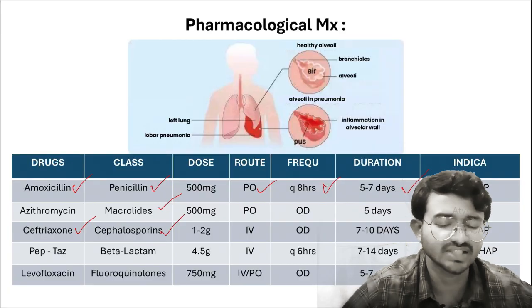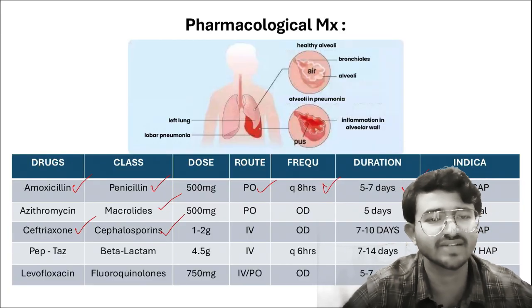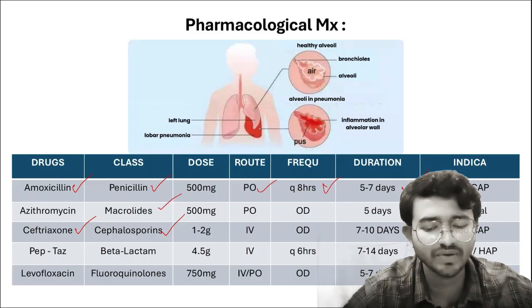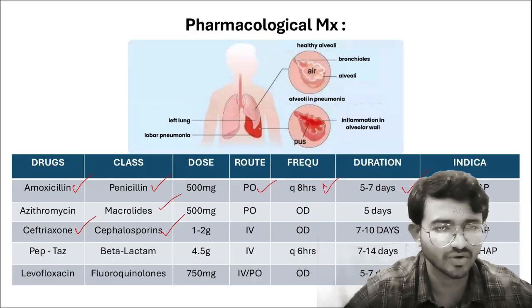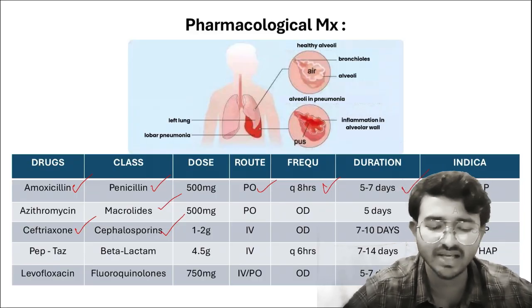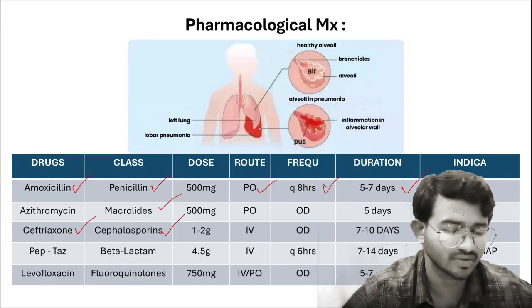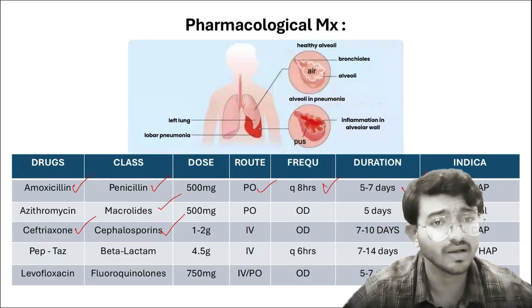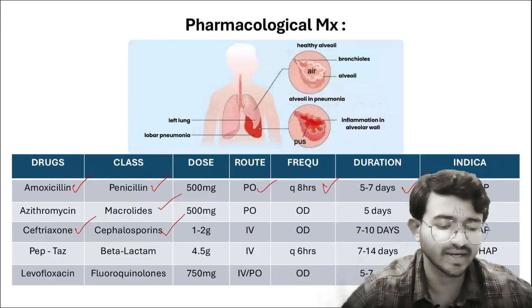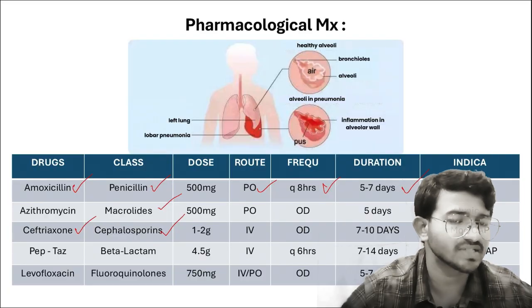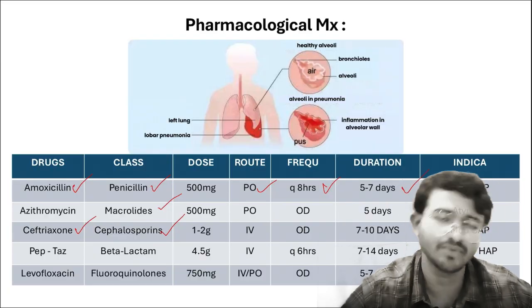Next one, levofloxacin. If the patient is allergic to penicillin, then we can go with levofloxacin, a fluoroquinolone class drug. 750 mg we can give intravenous or oral, OD, and the duration will be 5 to 7 days. This is an alternative medication.